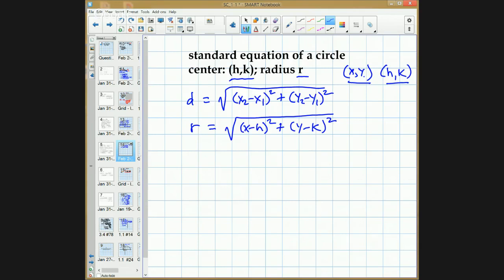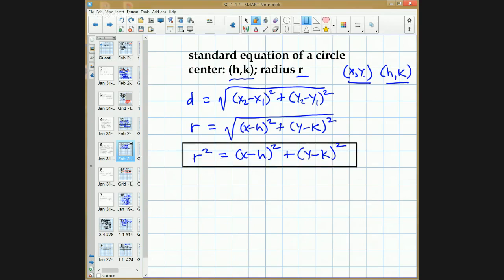Okay. And you can leave it like that, or you can square both sides and get this. This is the one usually you will see in the textbook. So let me put a rectangle around that. So that's the equation of a circle. Remember this info that's on the top. That's the equation of a circle whose center is at H comma K and whose radius is R.